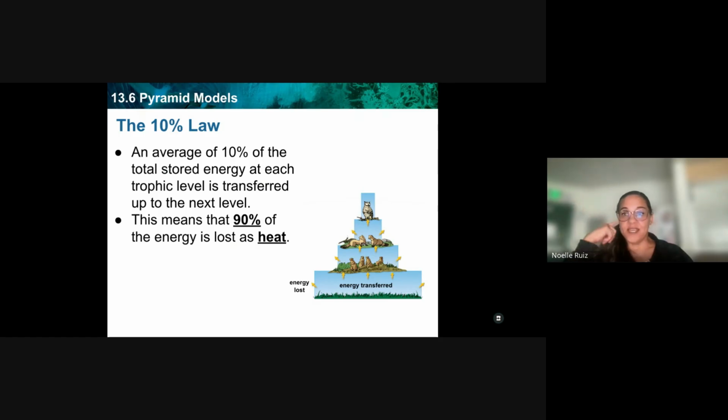The rest gets lost as heat, which makes sense because we have to keep an internal body temperature of 98.6 degrees. And that is done by our muscles, and our muscles are constantly functioning, so constantly burning through that food that we eat. So it's the average of 10%. Sometimes it's 5, sometimes it's 20, but the average is out at 10%, and we call it the 10% rule or the 10% law.